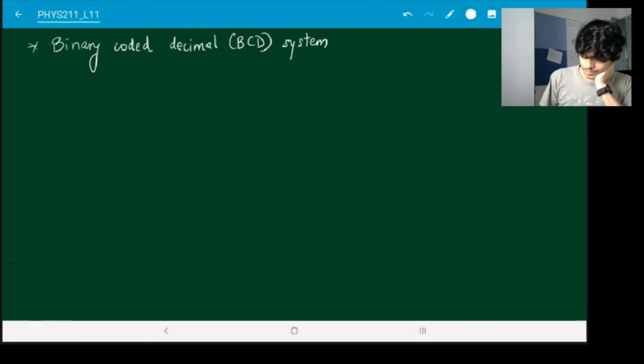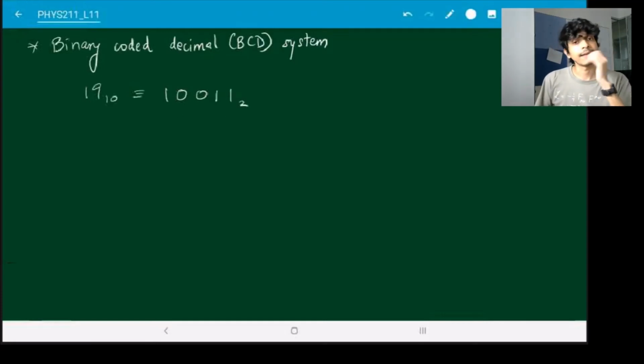So let's take an example. Suppose you want to write the number 19. So 19 in decimal, how do you write it in binary? Let's see, 16, I don't want 8, I don't want 4, I'll take 2 and 1. So this is 19 written in binary.